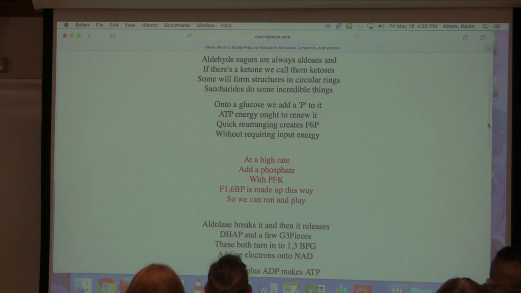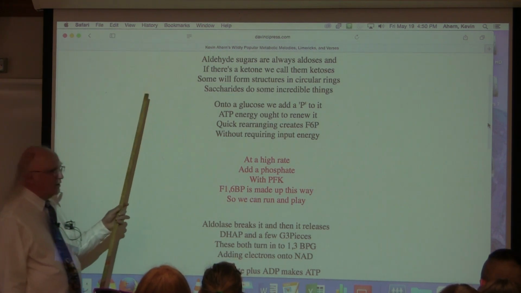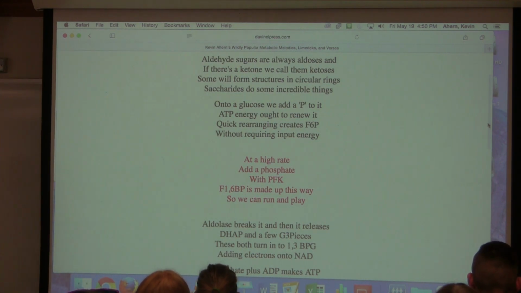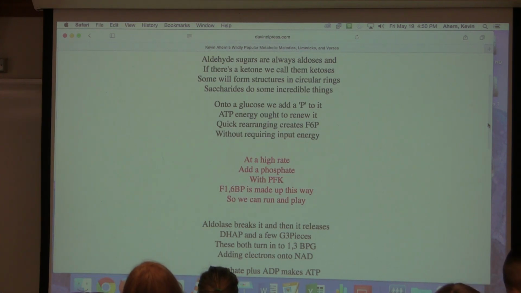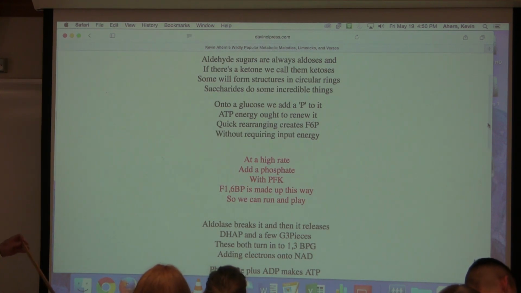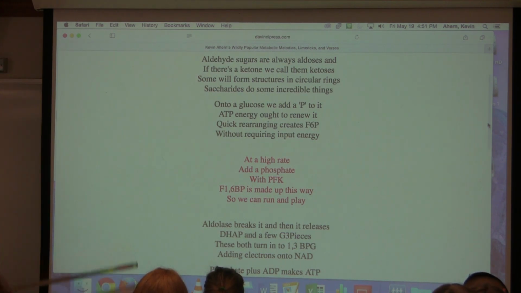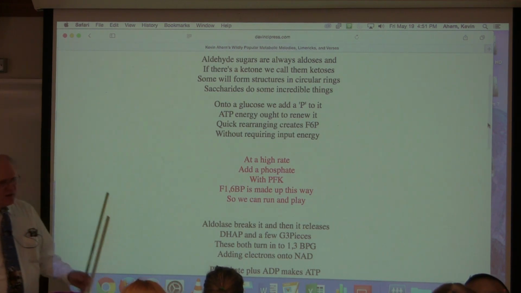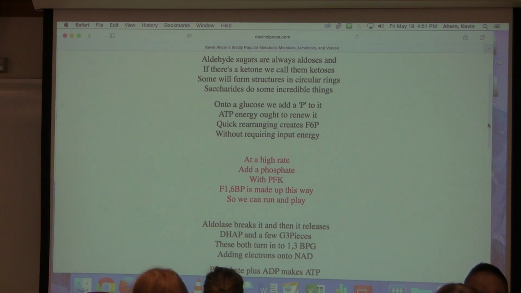Aldehyde sugars are always aldoses, and if there's a ketone, we call them ketoses. Some will form structures in circular rings. Saccharides do some incredible things. Onto a glucose, we add a P to it. ATP energy ought to renew it. Quick rearranging creates F6P without requiring input energy. At a high rate, add a phosphate with PFK. F16BP is made up this way, so we can run and play.